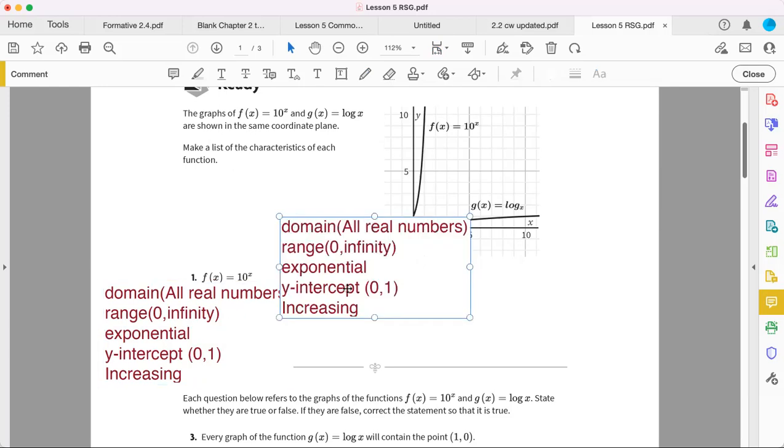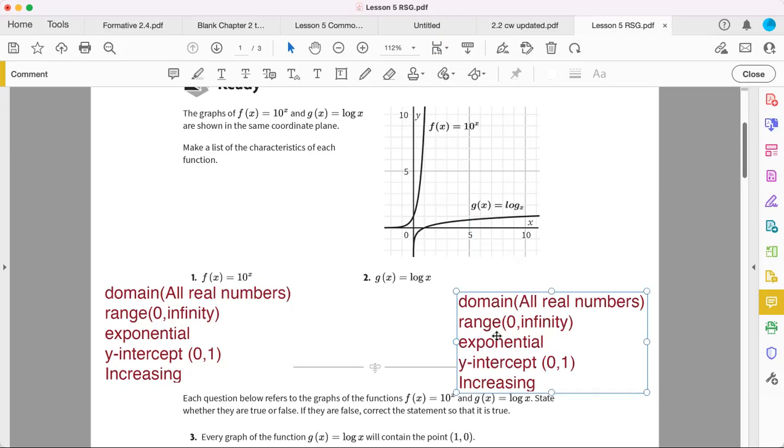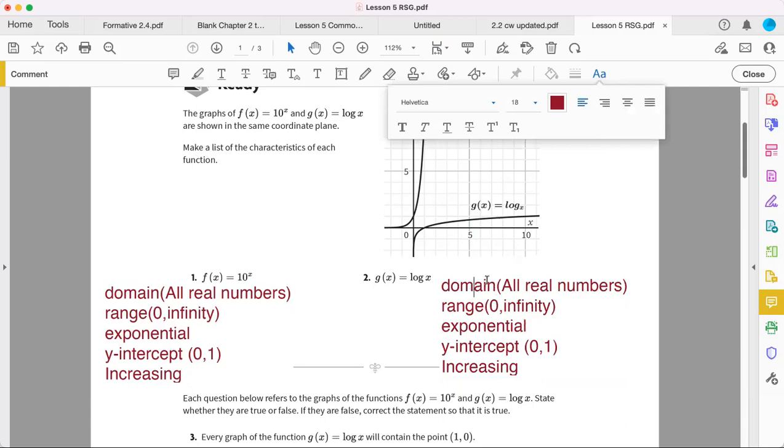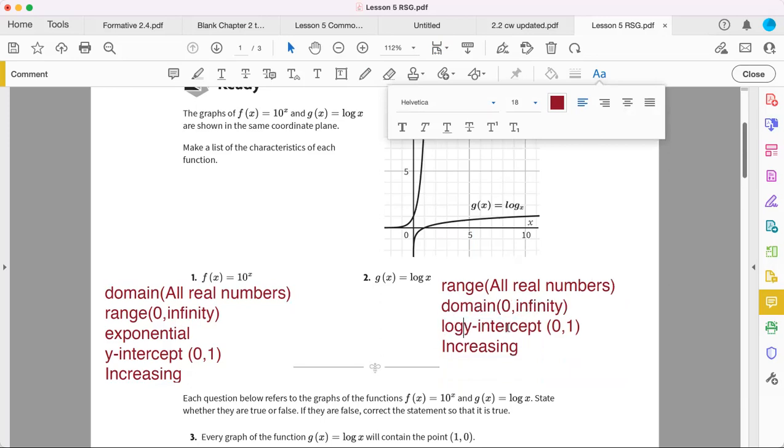And then looking at the inverse of this, we can say some similar things with log base 10 of x, but now we would say that our, what can we say? We can say that our range is all real numbers. We can say that our domain is exponential. We can say that this is a log function.